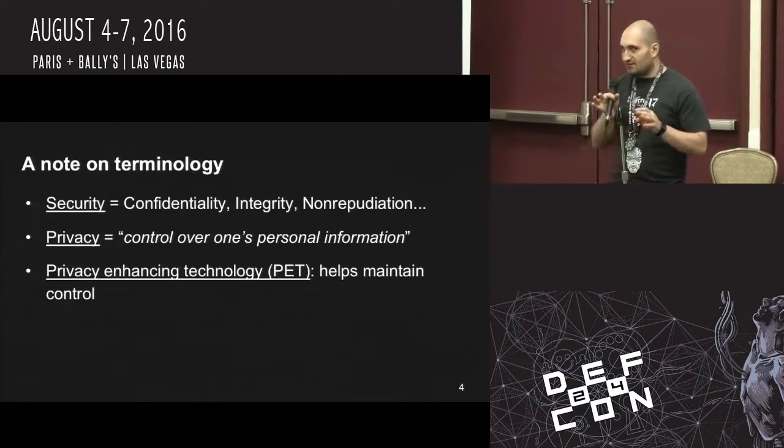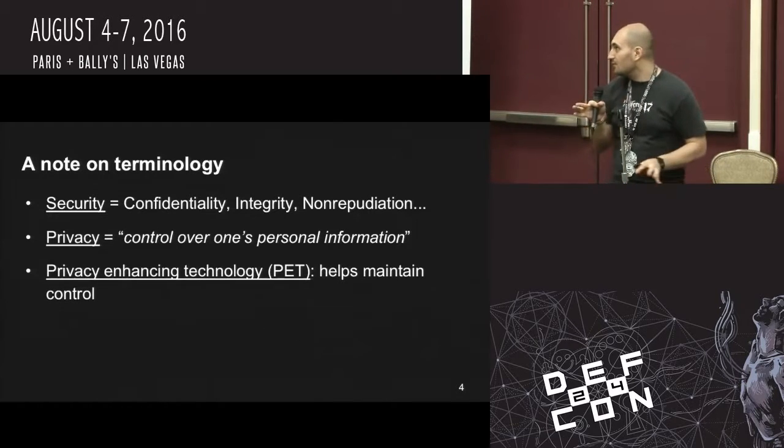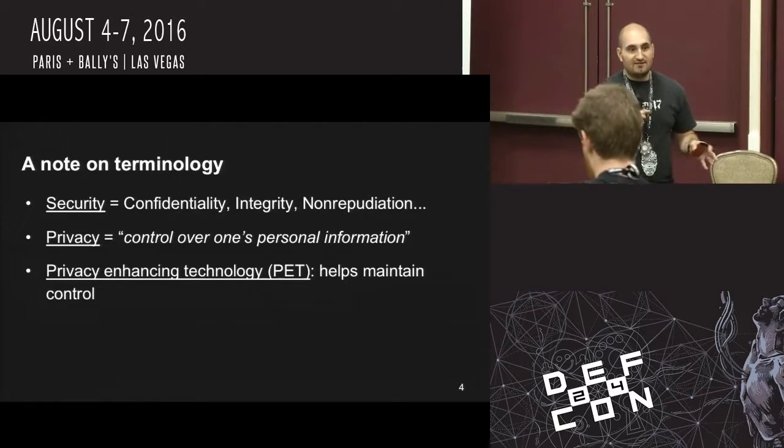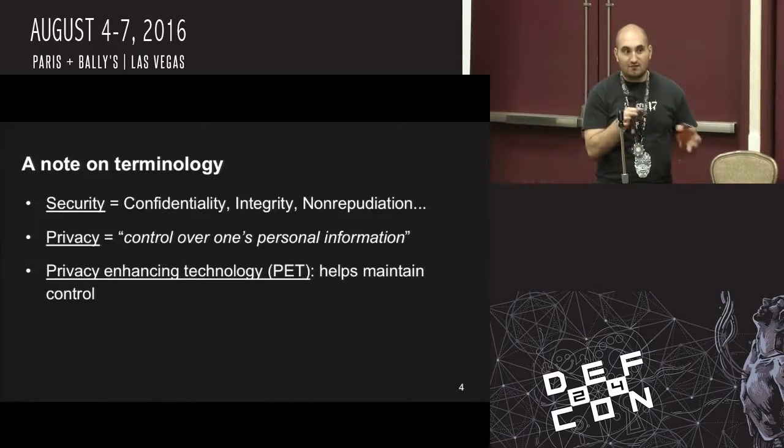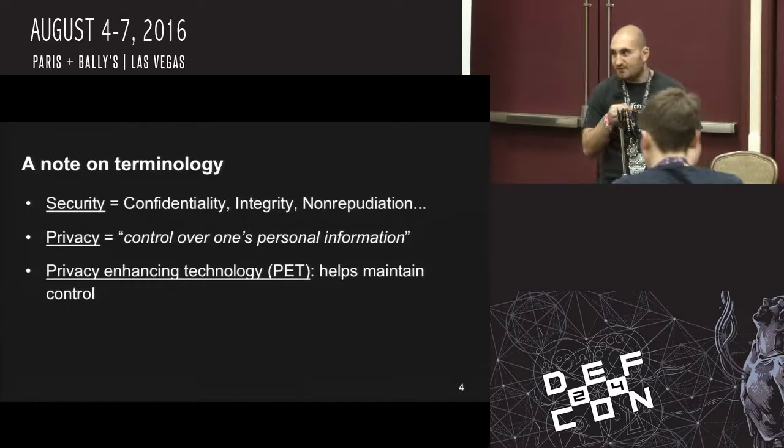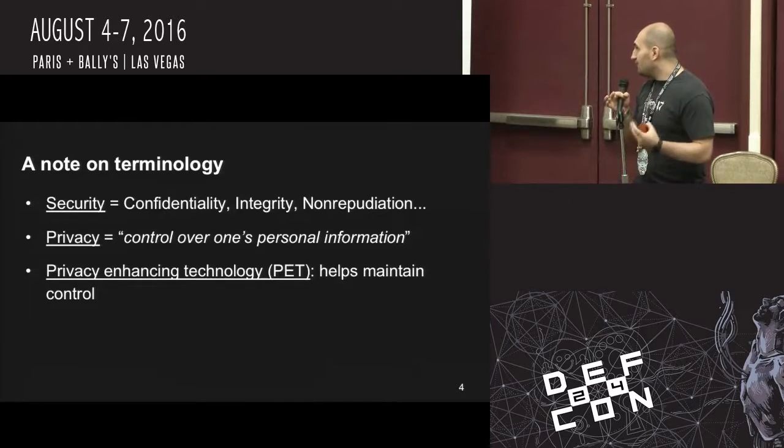To set us up terminology-wise, when we talk about security, we're usually talking about the CIA triad. We're talking about confidentiality. We're talking about integrity: is this data being modified in transit? And we're talking about availability, non-repudiation, things like that.